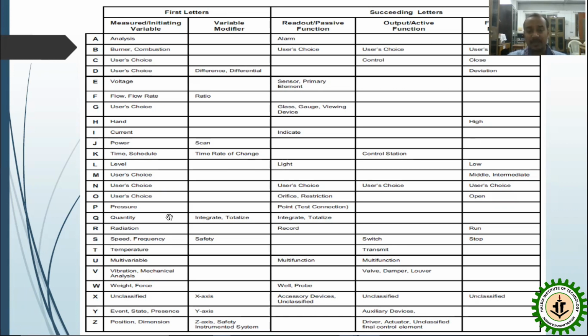That means using this particular table, we are able to get all the knowledge about the different types of words which we are using in the P&ID diagram. So if you have a table, easily you can get the information about it. No need to think about it. Please go through which is the first letter and which are the succeeding letters. After that, easily you can find out the meaning of that particular part of the area which is given in the P&ID.